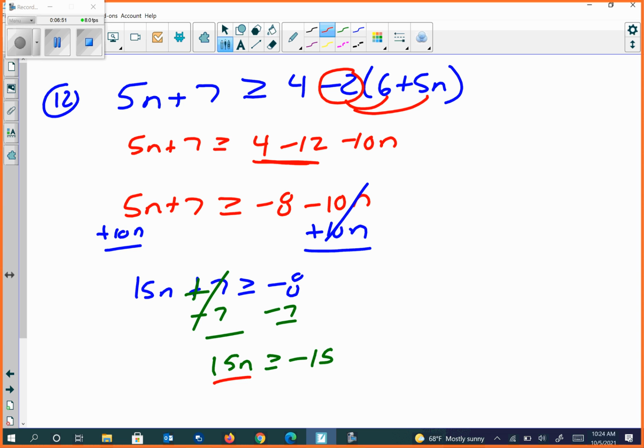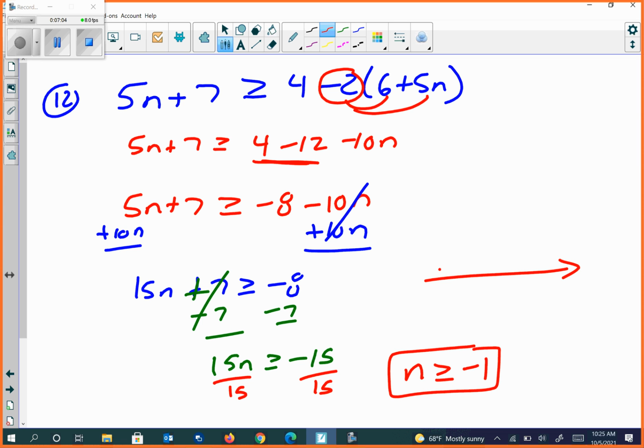Divide by 15. Does the sign flip? No. The 15 I was dividing by is not negative. Doesn't matter if the top was. So that's my inequality. So if you were to put it on a number line, you'd have negative 1. I guess you'd have a solid dot on it because it was an equal sign, and it's going to shade to the right. So that's going to infinity.